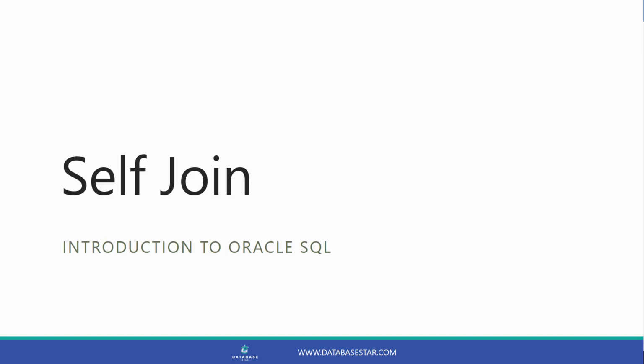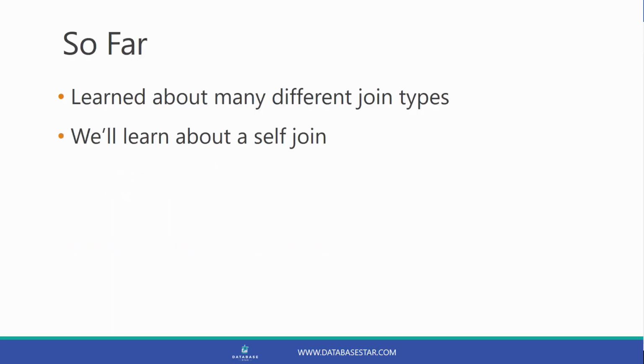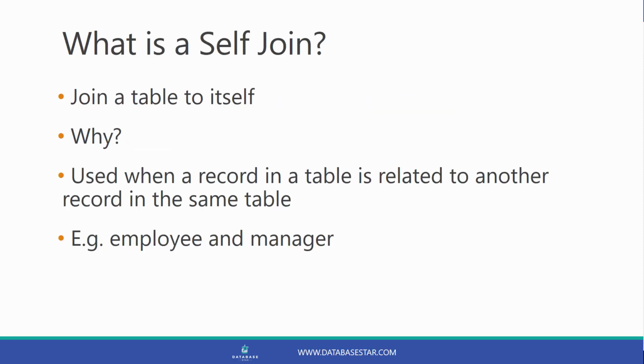A self-join. We've learned about many different join types. In this lesson, we'll learn about a self-join. What is a self-join? A self-join is where you join a table to itself. Why would you want to do that?